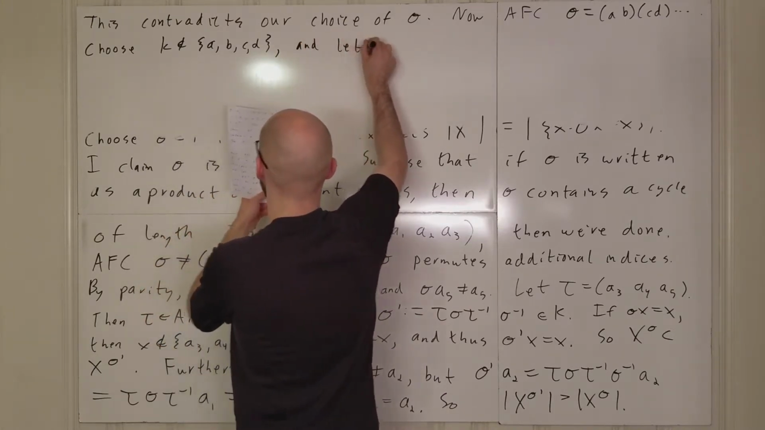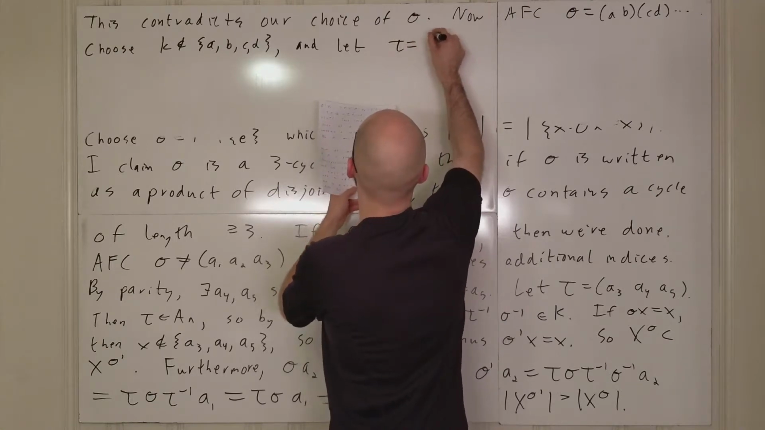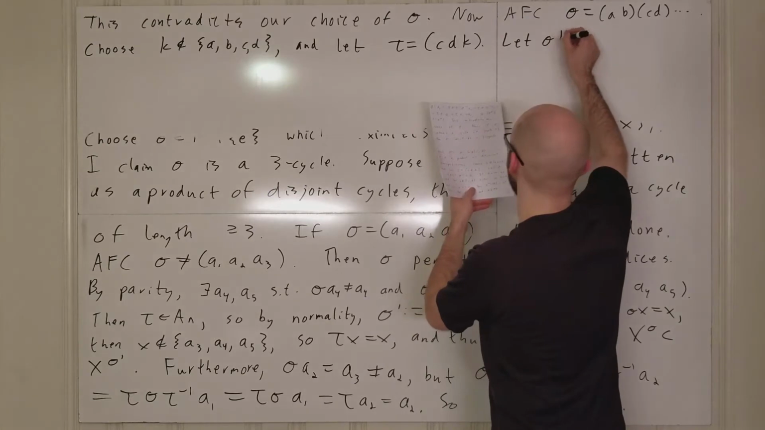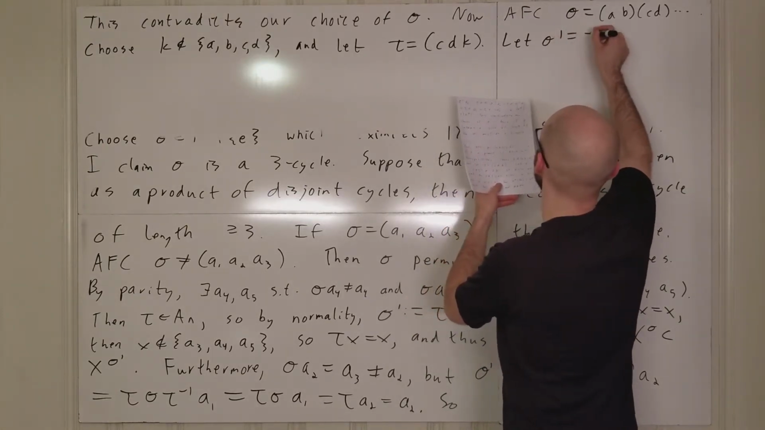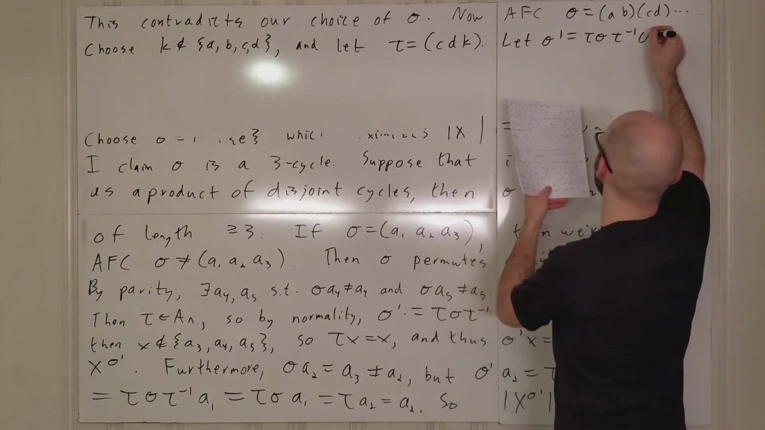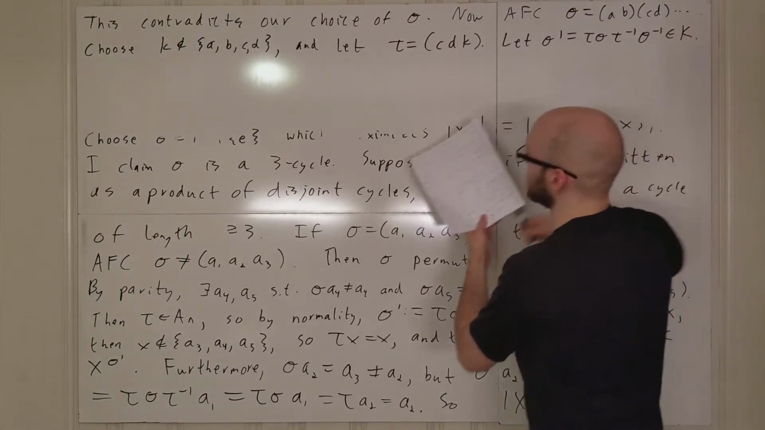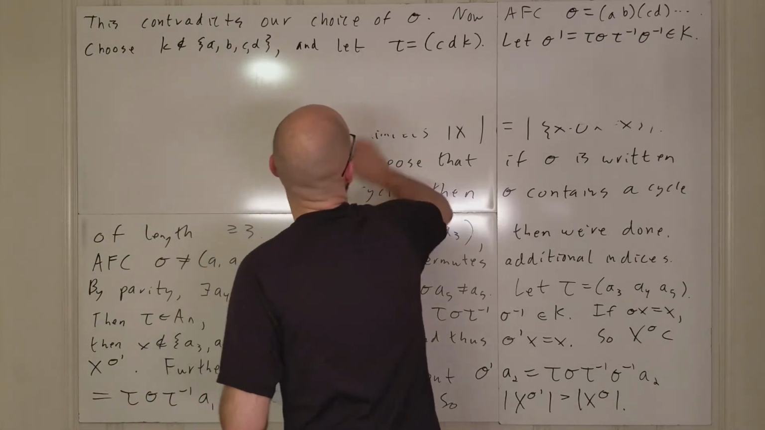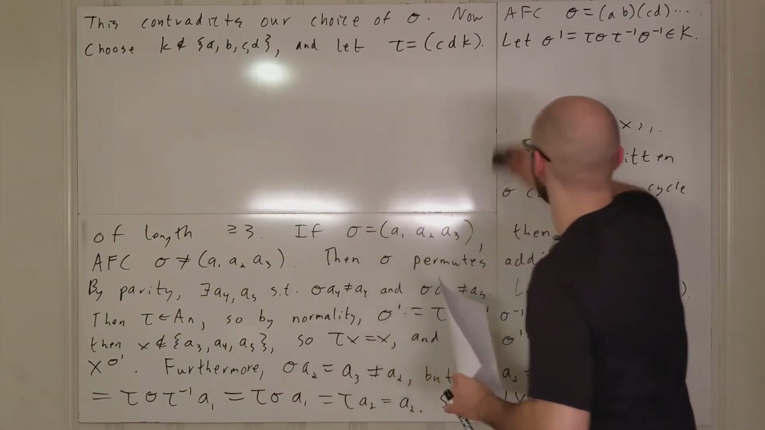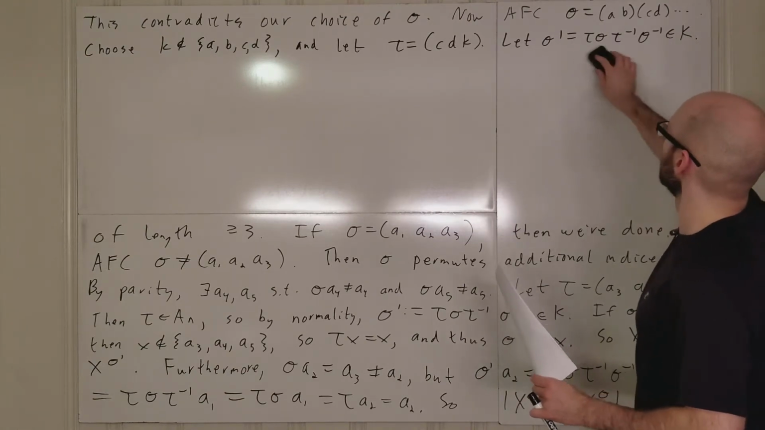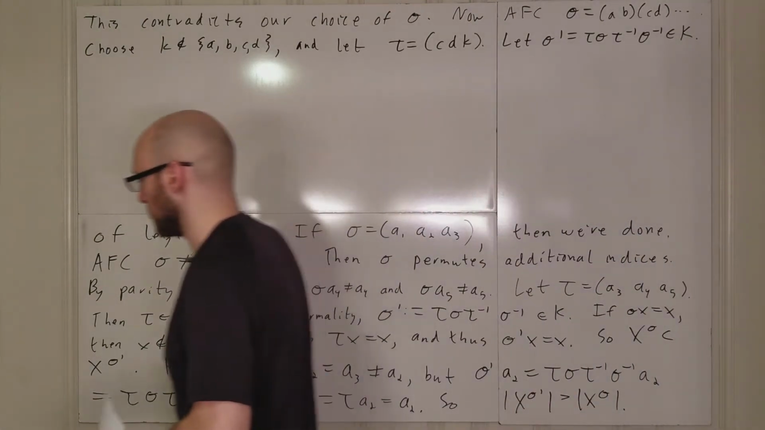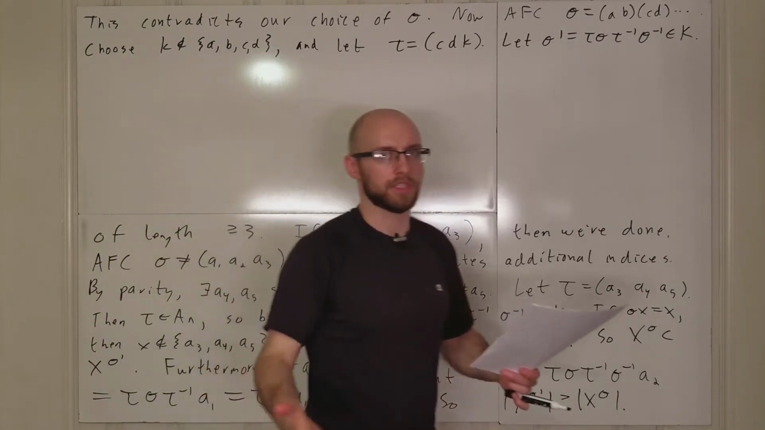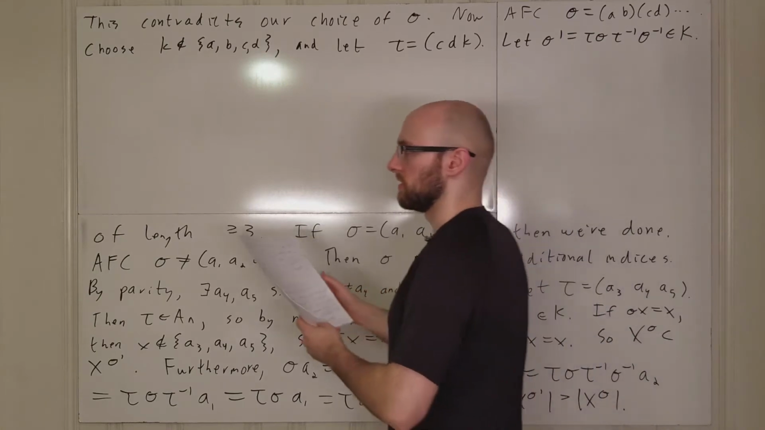And let tau be (C, D, K). Now we're pretty much going to do the same thing that we did before. Let sigma prime equal tau sigma tau inverse sigma inverse, which is in K. And this is in K for the same reason that sigma prime was in the lower argument, because tau sigma tau inverse we're conjugating by something in A_n. Of course, tau is in A_n because it's a 3-cycle. And so yeah, there's that.